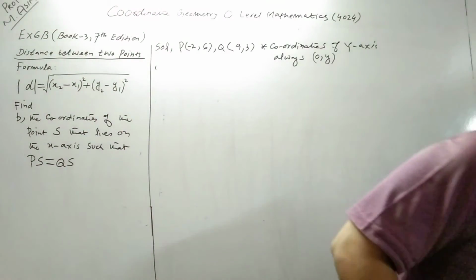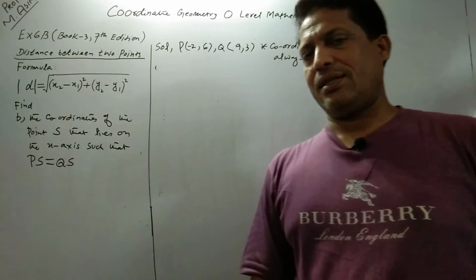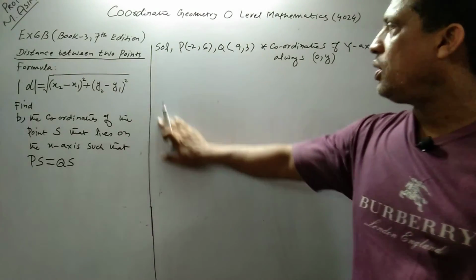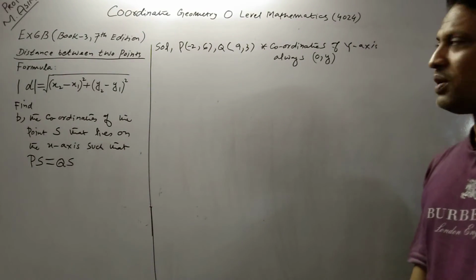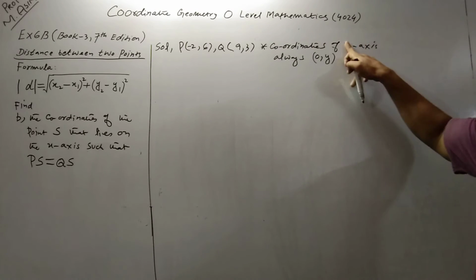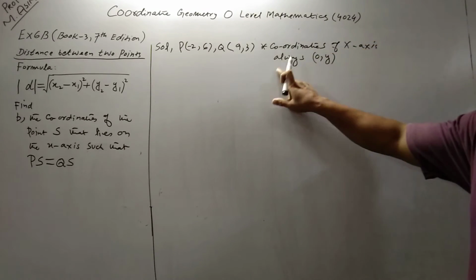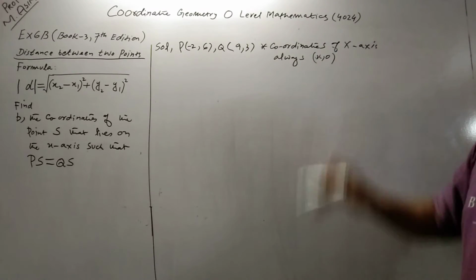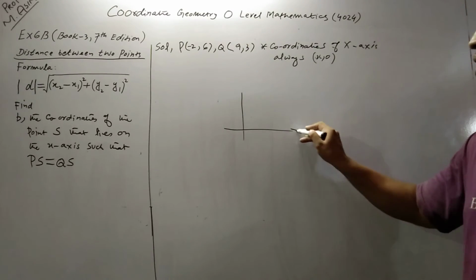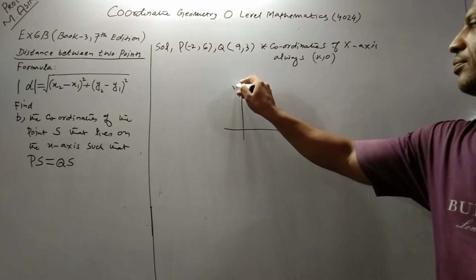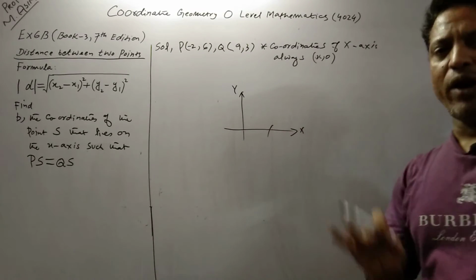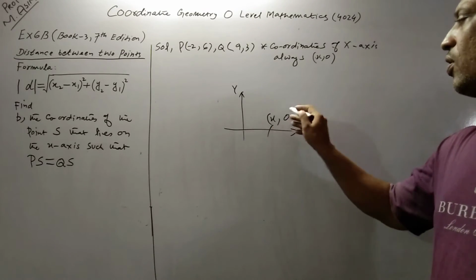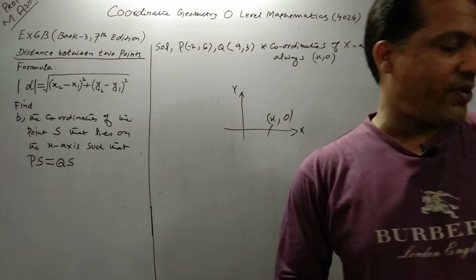Students, in part A, R lies on the y axis. In part B, S lies on the x axis. No problem. You must always write the coordinates on the x axis as x, 0, because at any point on the x axis the value of x is x and the value of y is always 0.